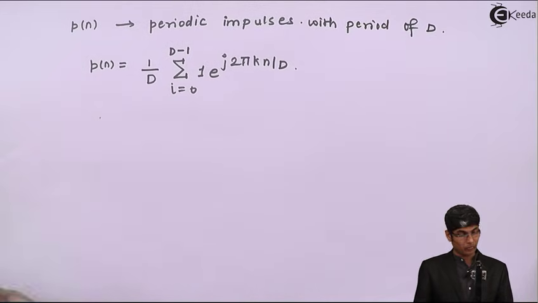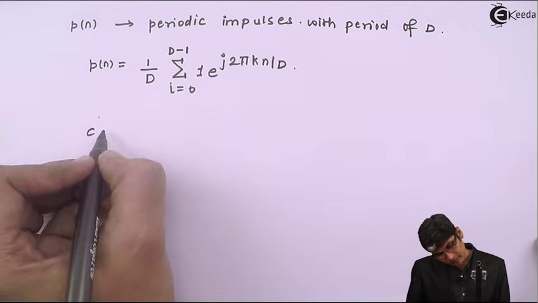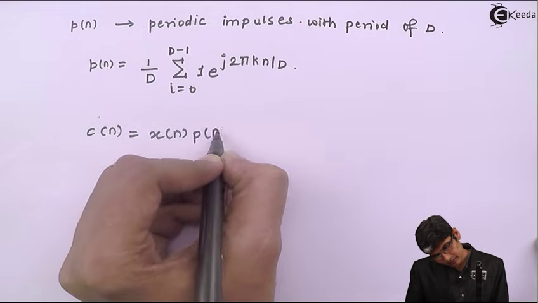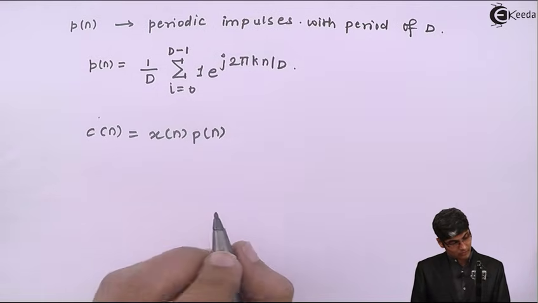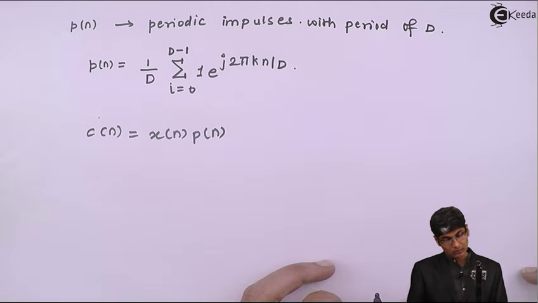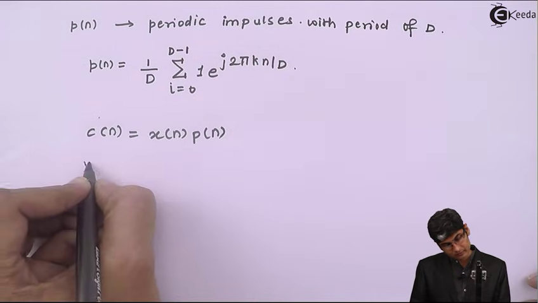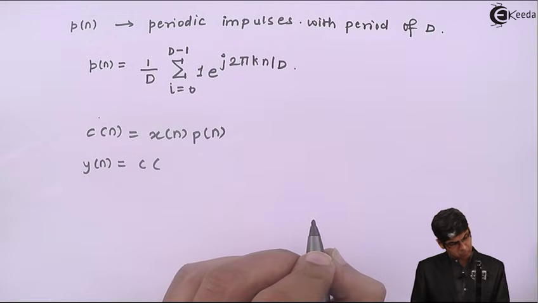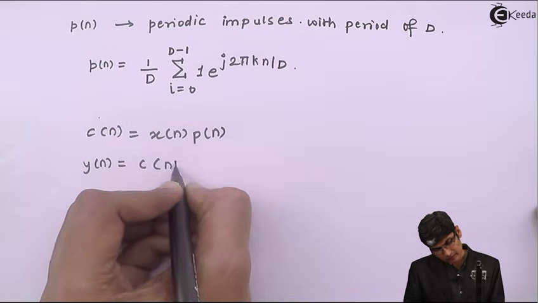Now we know that C of n is equal to x of n into P of n, correct, and y of n is equal to C of, let's say, some variable, or you can keep it as it is, nd.